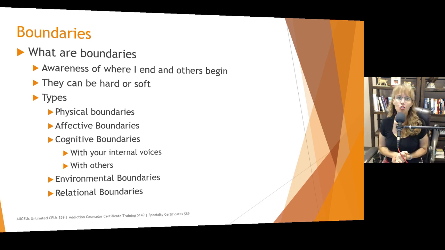Environmental boundaries can also relate to your home. Some people love having people over and they don't mind having people in and out all the time. They've just got friends coming and going.